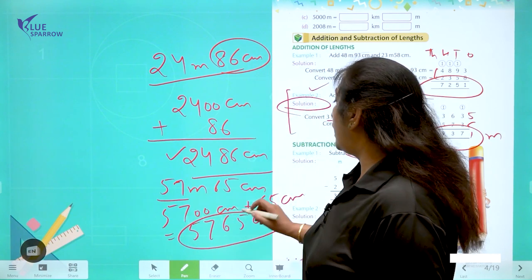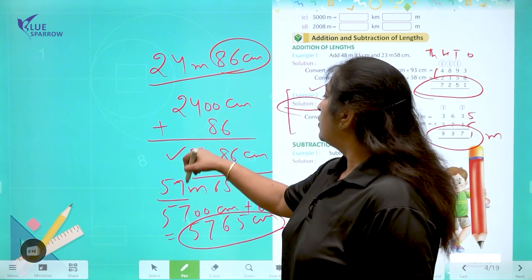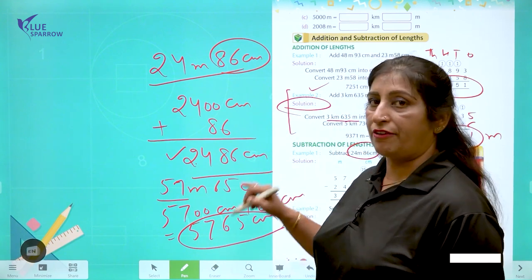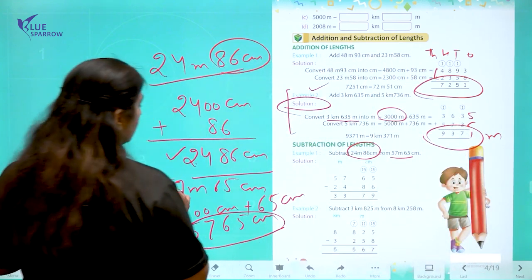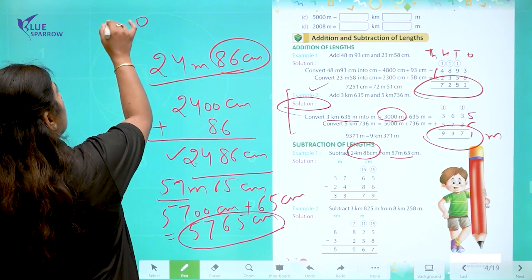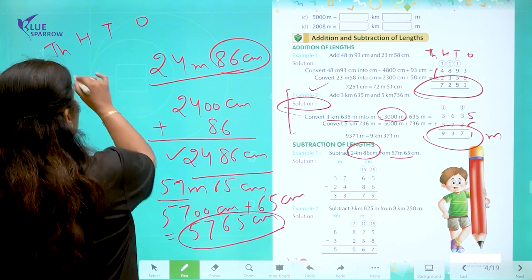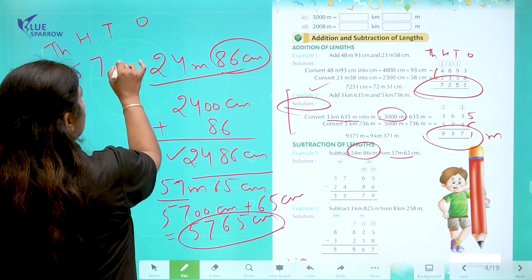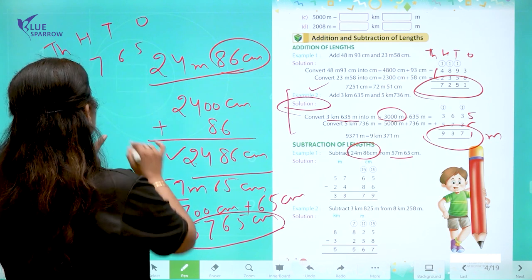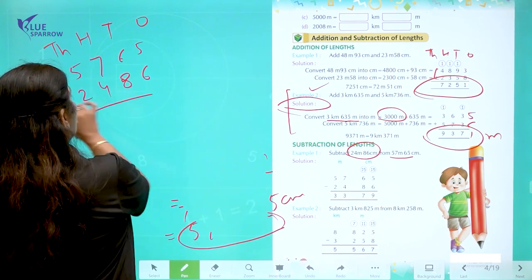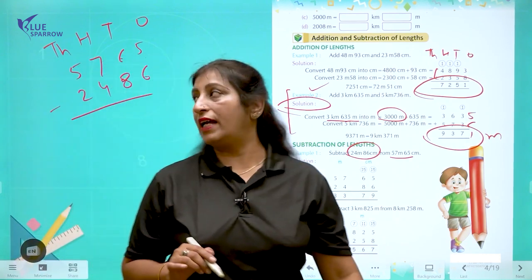Now we would subtract the smaller length from the bigger length as we do subtraction in the 4-digit numbers. And now we would subtract 2486 from 5765. Firstly, we would write the numbers in the proper columns: ones, tens, 100, 1000. Numbers are 5765 and other number is 2486. We are going to subtract these two lengths.